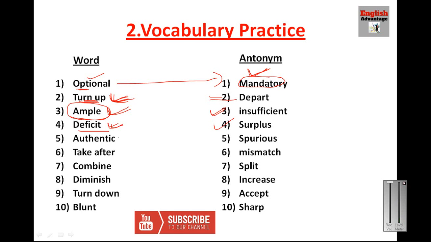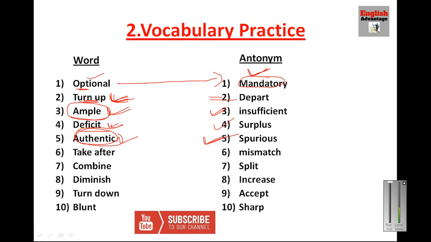Authentic means if something is genuine, it's called authentic. It's genuine, it's not fake. At the same time, if something is fake, it's called spurious. It's fake, it's not genuine. For example, spurious spare parts. Authentic means something very genuine or real.